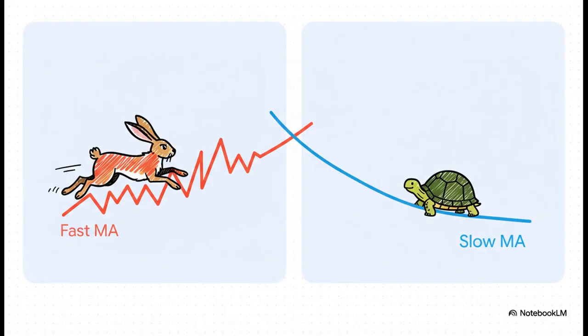Now, this strategy relies on how two different kinds of moving averages play together. You've got your fast one, which is like your action line. It reacts really quickly to what's happening right now. Then you have the slow one, which is your baseline. It shows you the bigger, more established trend. The magic really happens when these two lines interact.